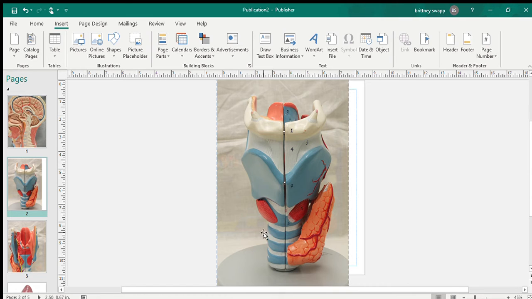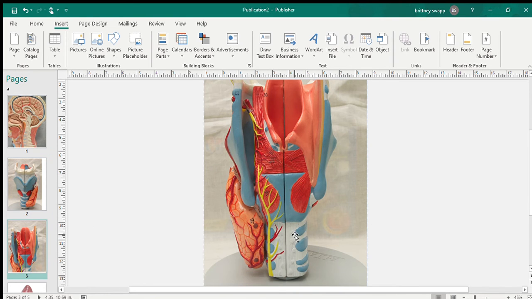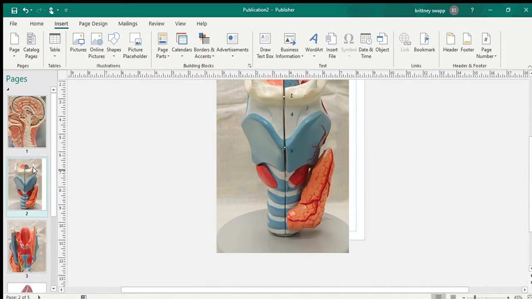Down here we see more blue, and so these are called C-shaped cartilage. And so back here you can see that it's just a C-shape. It doesn't go all the way around. So that is why it's called C-shaped. And it's there to help keep the trachea open. So when we breathe in air, it doesn't collapse as easily.